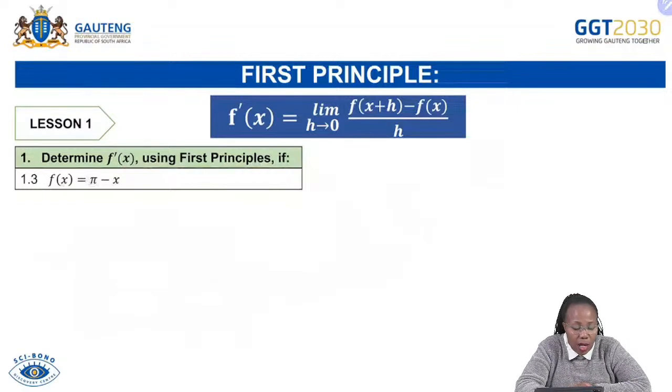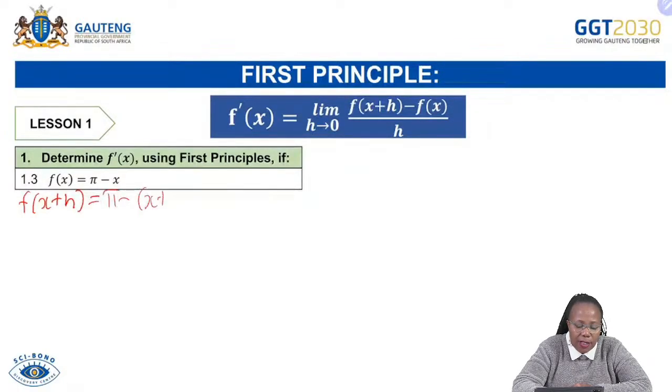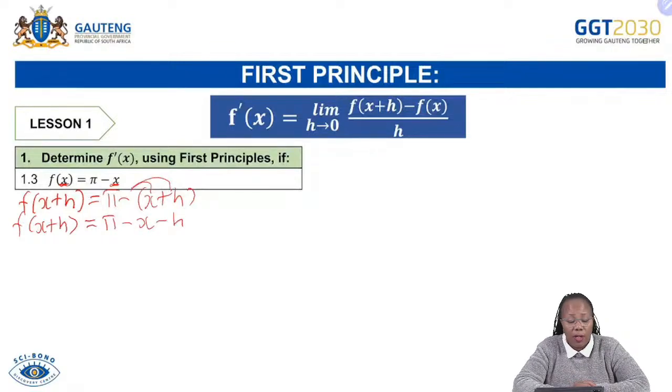Okay, so now we are having f at x. So we want to come up with f at x plus h. That is your first step. F at x plus h is equal to pi minus x plus h, because wherever we have x, we are going to substitute with x plus h. F at x plus h, and then we leave a pi. A negative into the x is minus x, negative times h is negative h there. And then that is our f at x plus h, grade 12.